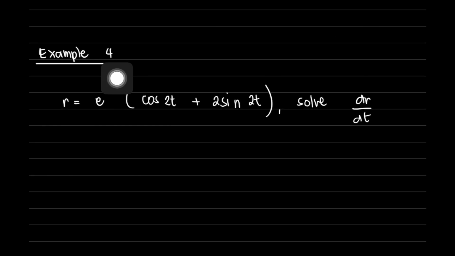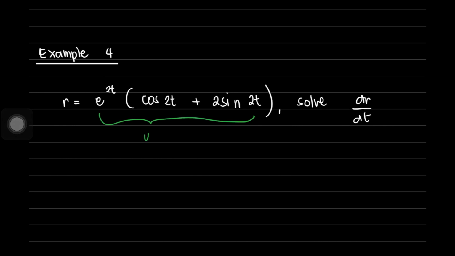For example number 4, we are given r equals e raised to 2t multiplied by the quantity cosine 2t plus 2 sine of 2t, and we're going to solve for the derivative of r with respect to t. For this given function, t would be our independent variable and r would be our dependent variable. If we inspect the given function, it is in the form of u multiplied by v. This expression, e raised to 2t, is our u, and this whole expression would be our v.